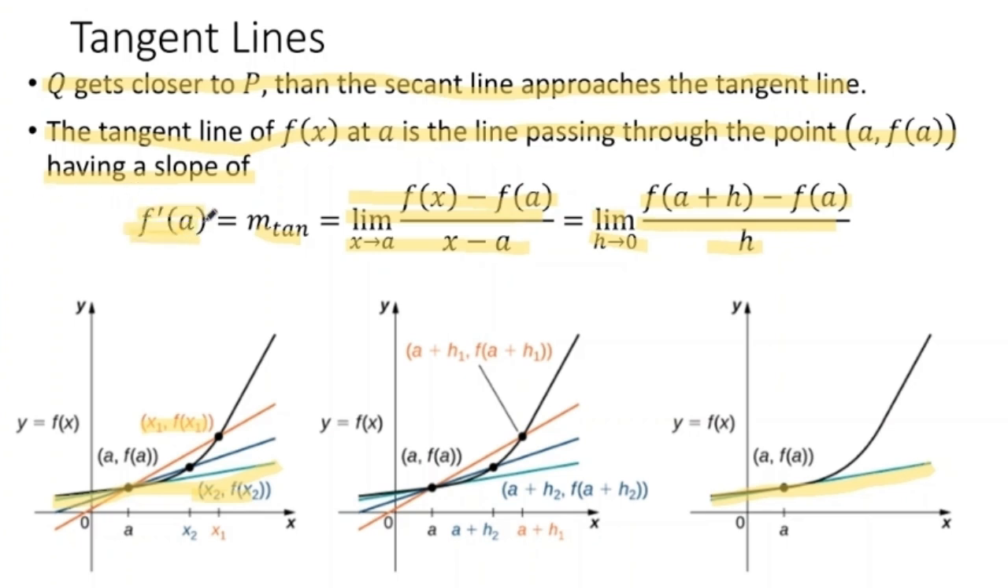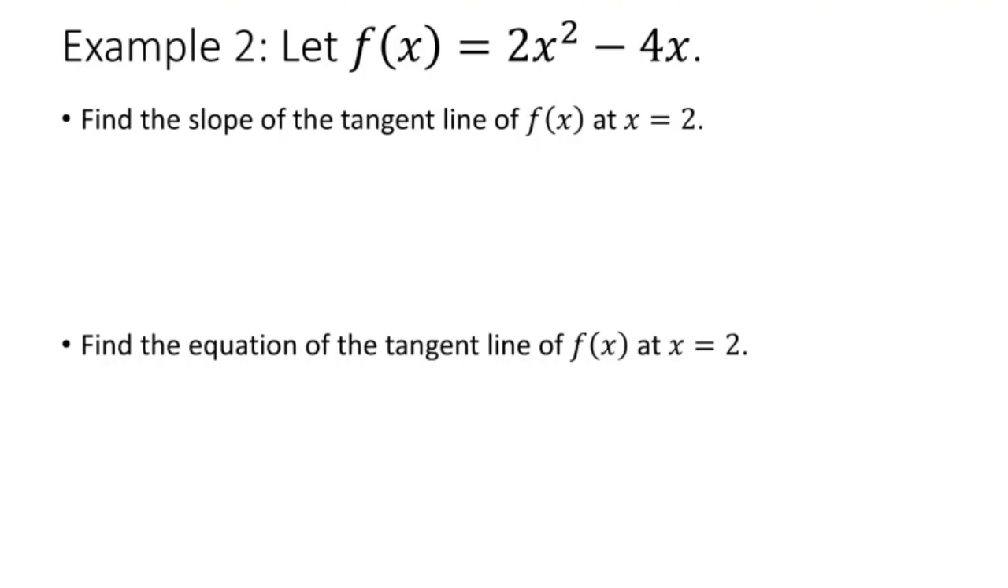For right now, we're going to use f prime of a to represent the slope of the tangent line at x equals a. In our next example, we're going to let f of x equals 2x squared minus 4x. We're going to start by finding the slope of the tangent line of f of x at x equals 2.